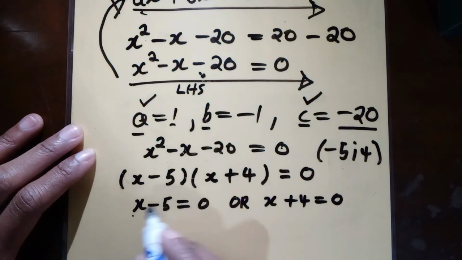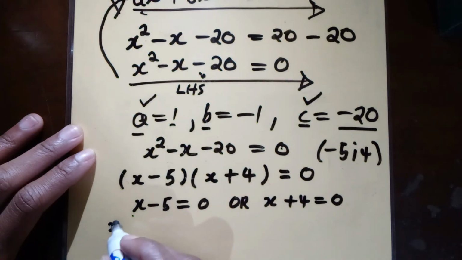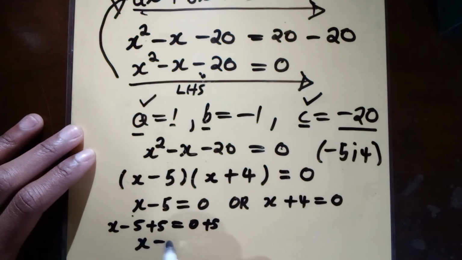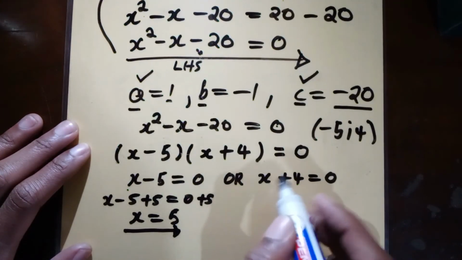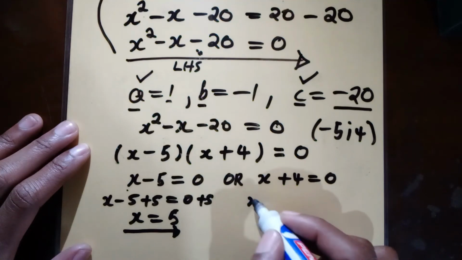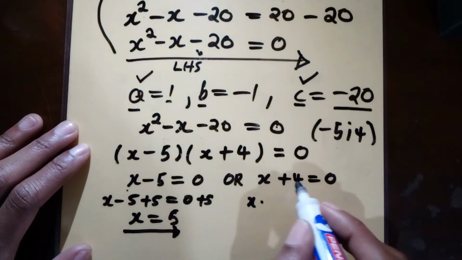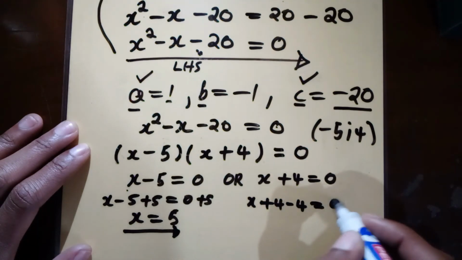To do that, we have to add 5 on both sides. So we'll have x minus 5 plus 5, and then 0 plus 5. So minus 5 plus 5 is 0, so we'll be left with x, and then 0 plus 5 is 5, meaning the value of x is 5. We do the same thing for this, so we'll have x. To be left with x on this side, we'll have to subtract 4. So we'll have plus 4 minus 4, which equals 0 minus 4.